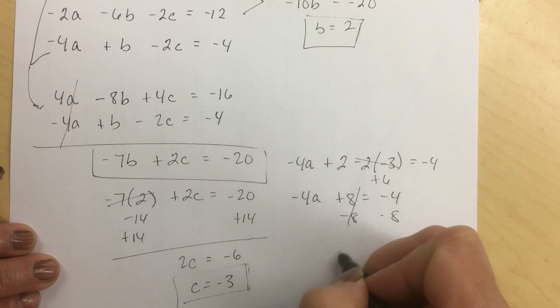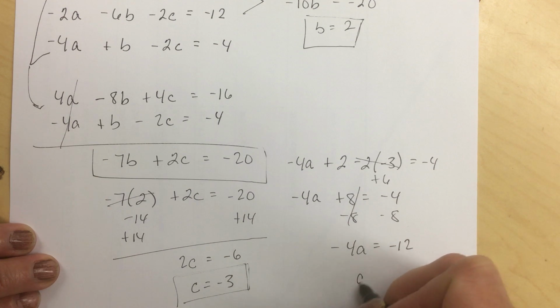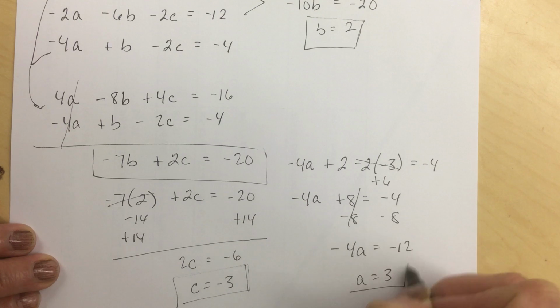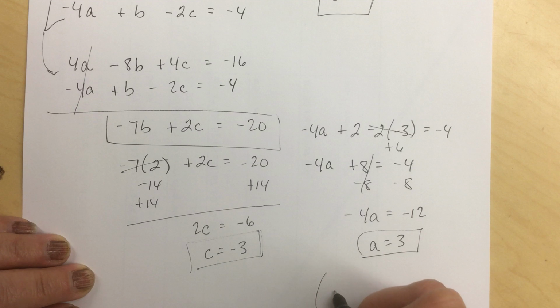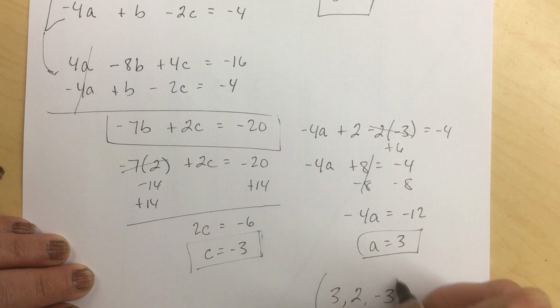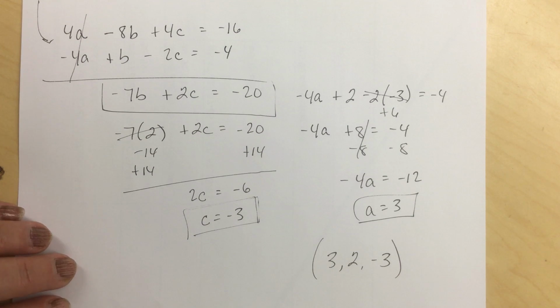Subtract 8 from both sides. Negative 4a equals negative 12. Divide by negative 4, a equals positive 3. So I have my 3 answers. Your ordered triple is 3, and then 2, and then negative 3, because it goes A, B, C. Okay, next example is going to be one that hopefully won't work out quite as easy.